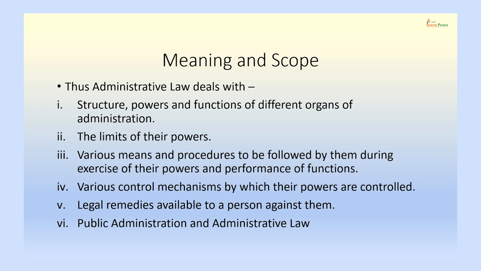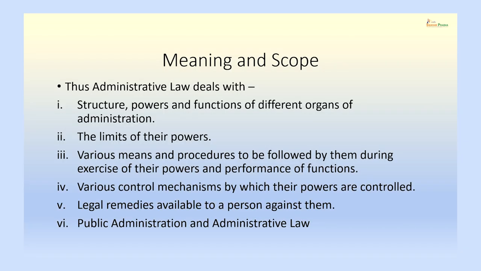On the basis of all the definitions suggested by different scholars for the meaning of administrative law, administrative law deals with, number one, the structure, the powers and the functions of different organs of the administration, not different organs of the state, not different organs of the government. As we know, the organs of the state or the organs of the government also include the legislature and the judiciary. So, administrative law deals with the structure, the powers and functions of different organs of administration.